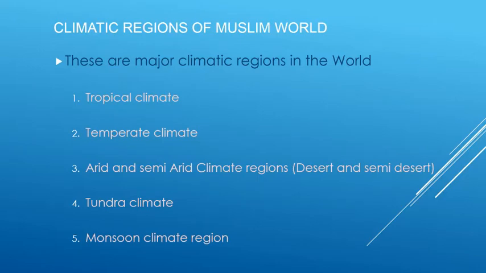Dear friends, we have five major climatic regions in the world. Number one is tropical climate region. Number two is temperate climatic region. Number three is arid and semi-arid climatic region, also called desert and semi-desert climatic region. Number four is tundra climate. Number five is monsoon climatic region.